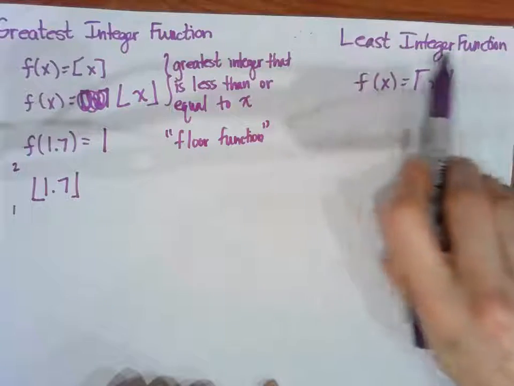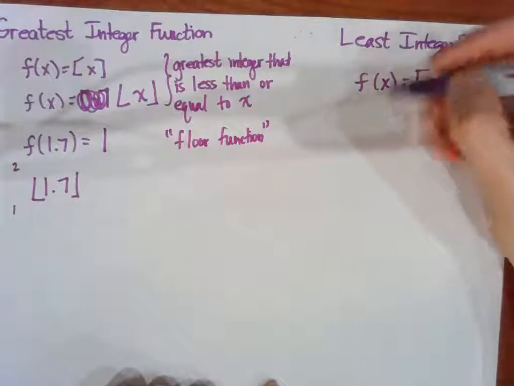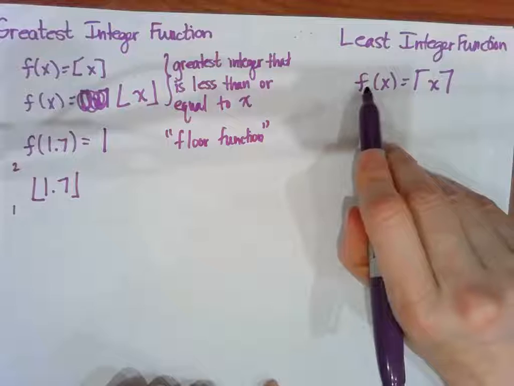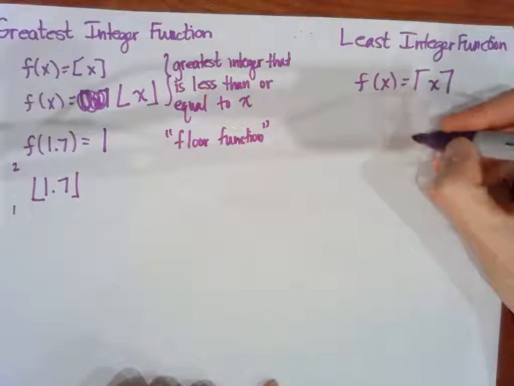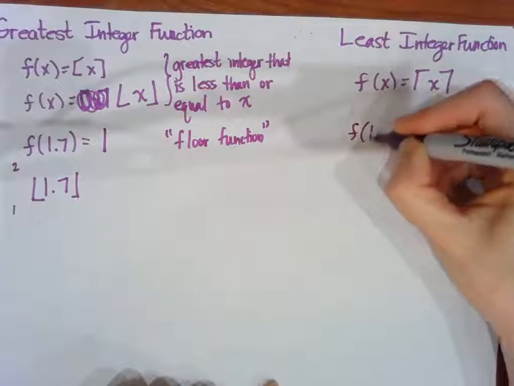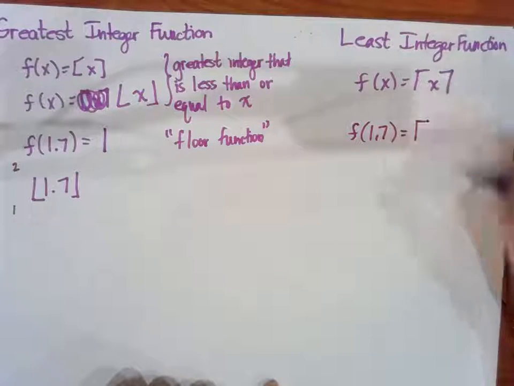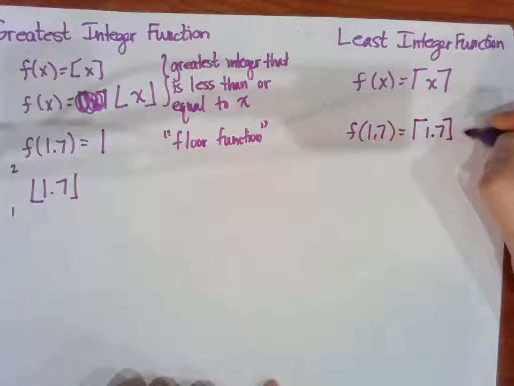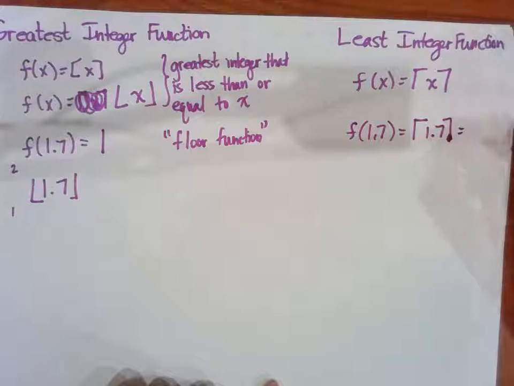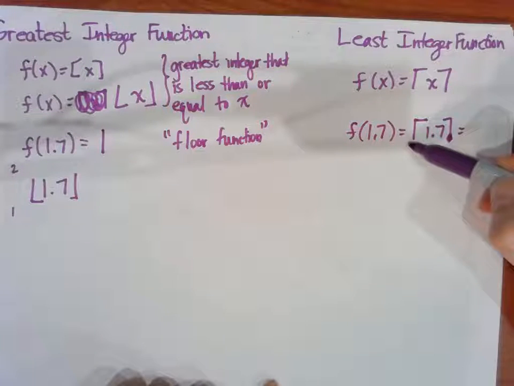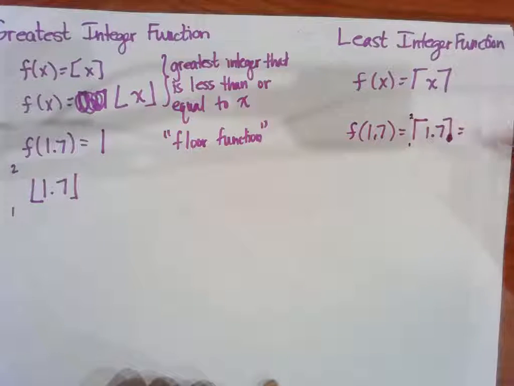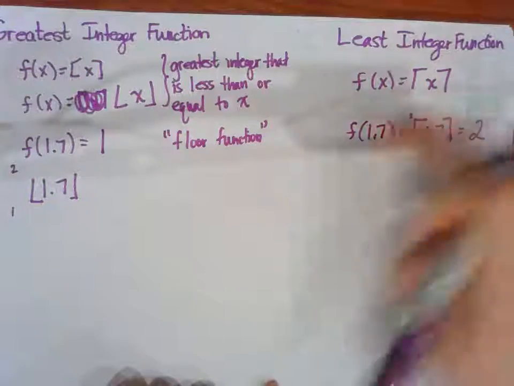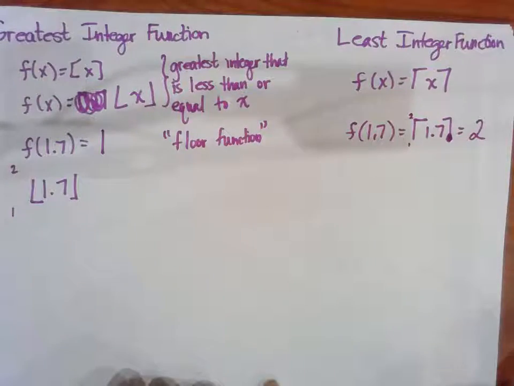Hopefully you can imagine what the least integer function would be. This is the least integer that is greater than or equal to x. So if we did f of 1.7 here and took the ceiling of 1.7, again the floor is 1 and the ceiling is 2, because 1.7 is between 1 and 2. So the ceiling function would return a 2. This one goes up to the next integer and this one goes down to the next integer.